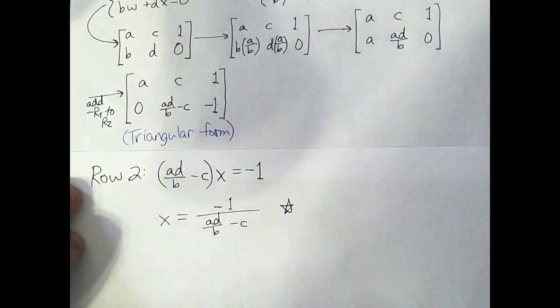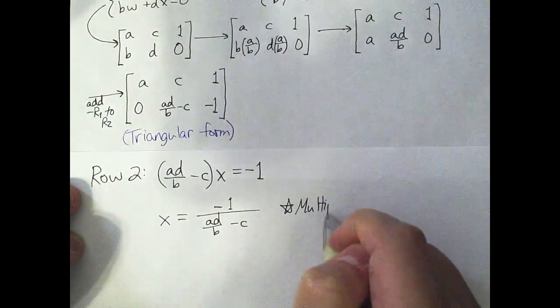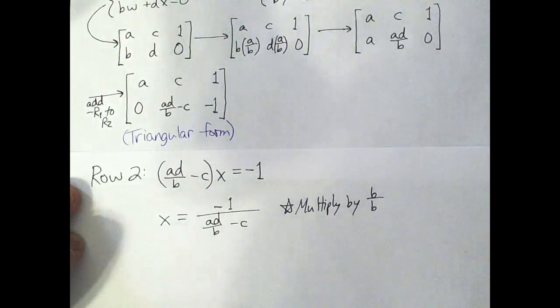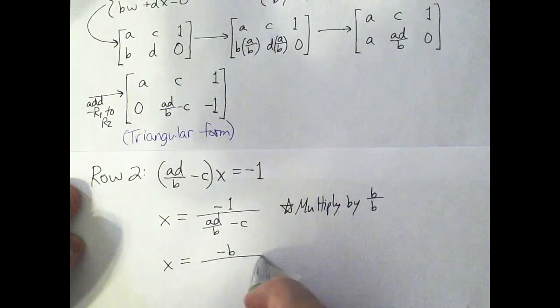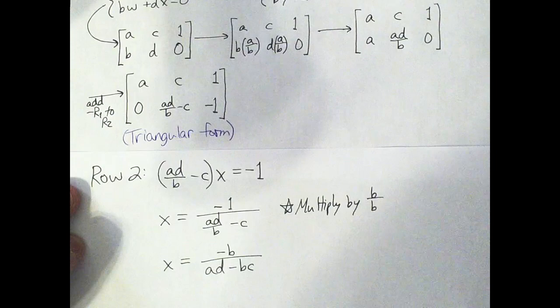I think we could fix this up a little bit. I don't like having a fraction inside a fraction. So let's multiply by B over B, because I think that's going to help clean this up a little bit. And that's going to make this -B over AD minus BC. Do you think that looks nicer? I like this better. I don't like having the fraction inside the fraction. I prefer this.